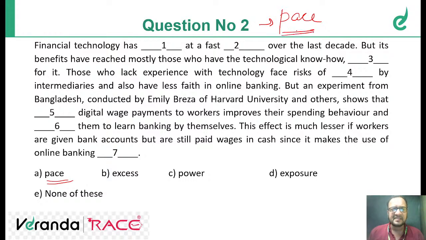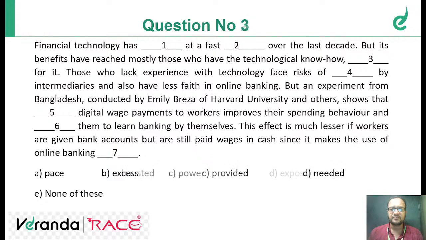But its benefits have reached mostly those who have the technological know-how dash for it. Technological know-how needed, required. A word came to my mind as required for it. So we have a word called required, which is needed for it. Provided is something which is given by others, and needed is something which is inherent in the particular system, which is required. It is something which we need, right?